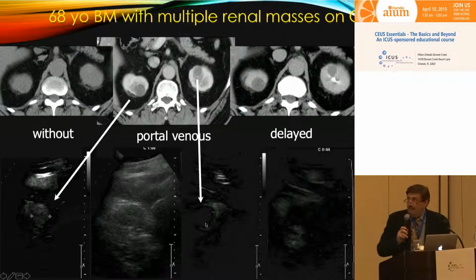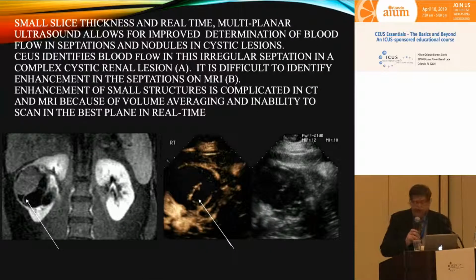And it's very common, I think, for us to see the somewhat complicated, uniform, slightly increased Hounsfield unit cysts that turn out to be papillary cancers on CT and MR, because you just can't see the enhancement, but we can see it actually reasonably well with ultrasound with contrast.